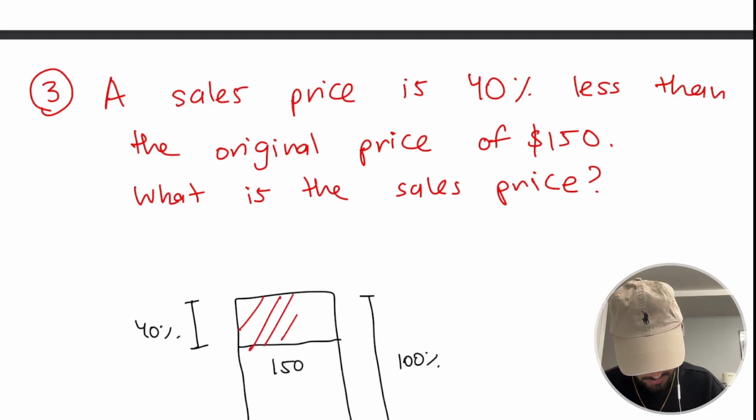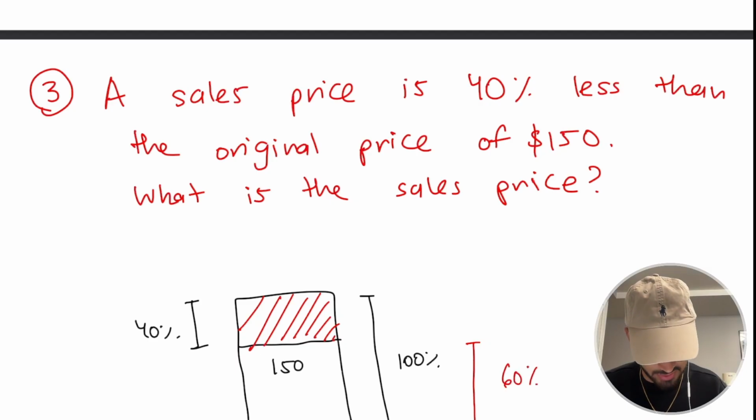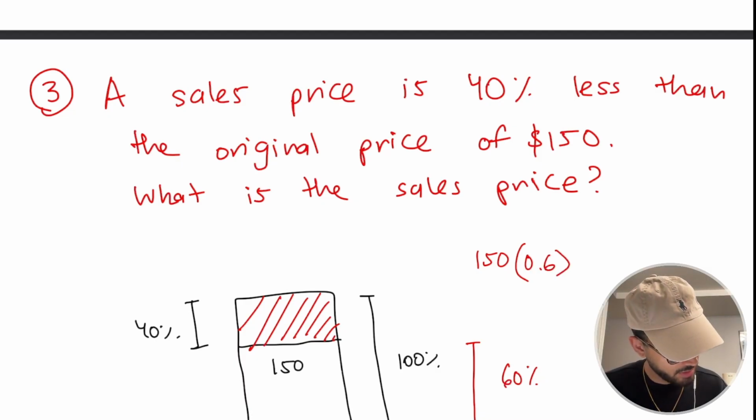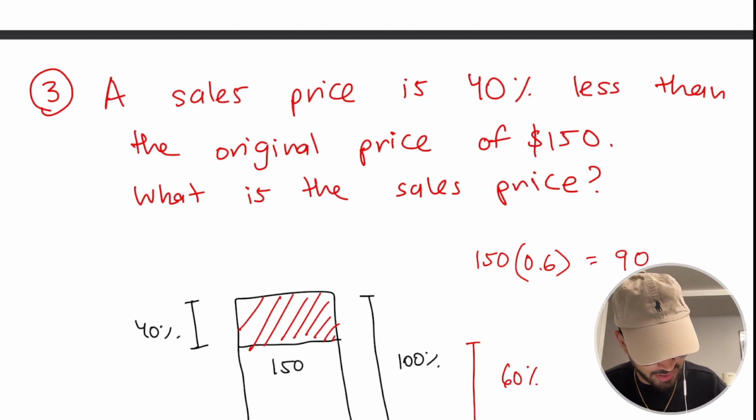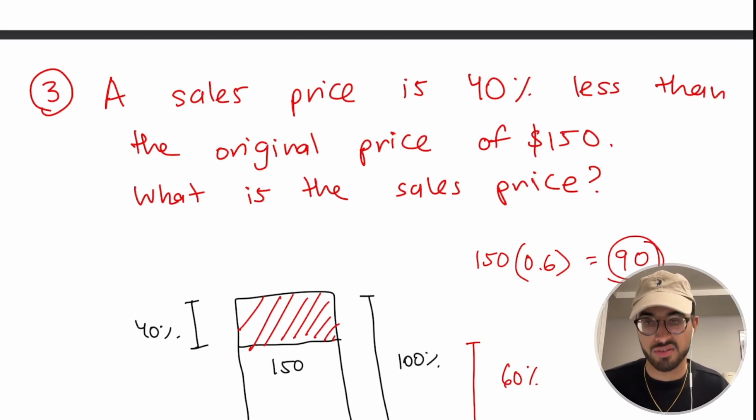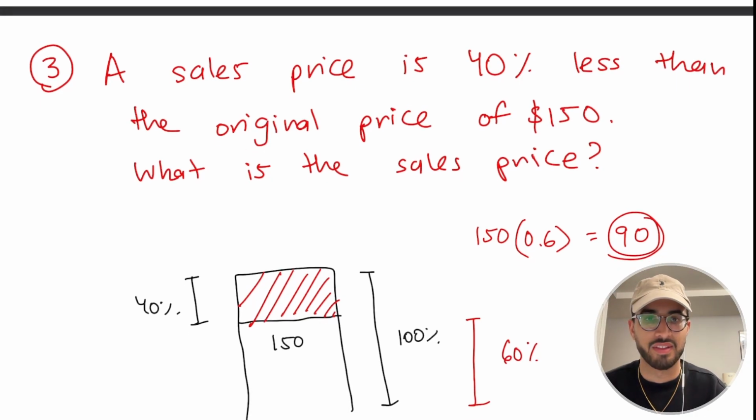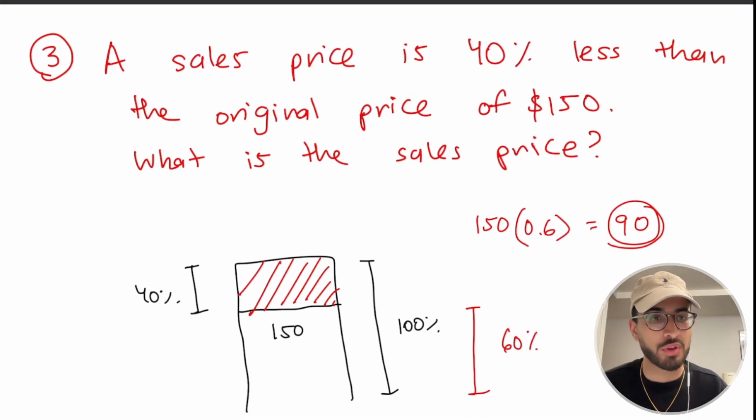So see you later. That's gone. What is left? What is left is this 60%. That still remains. So we must do 150 times 0.6, which gives us 90. So the 90 is the new price. It's a great deal, actually, in that case. So yeah, there we go.